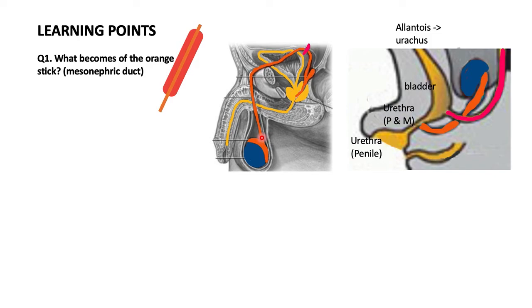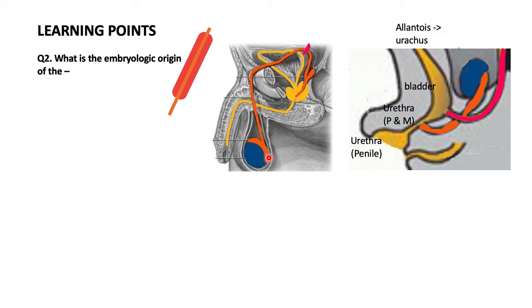So let's summarize. What becomes of the orange structure, the mesonephric duct? It becomes the ejaculatory duct, seminal vesicle, vas deferens, and the epididymis. Next, what is the embryonic origin of the following structures? Urinary bladder, here in yellow, comes from the structure derived from the urogenital sinus called the vesico-urethral canal.